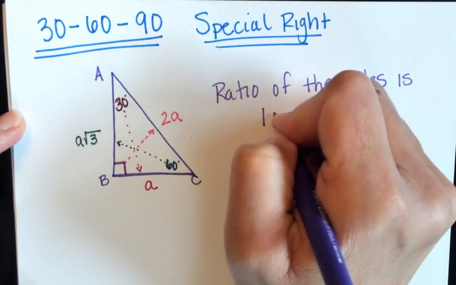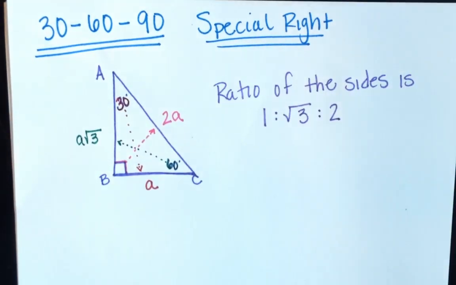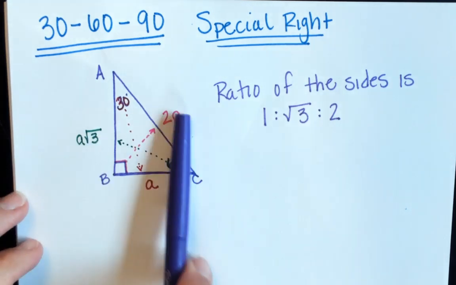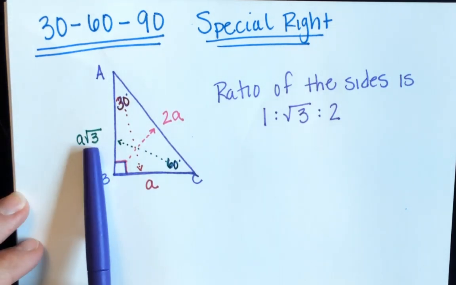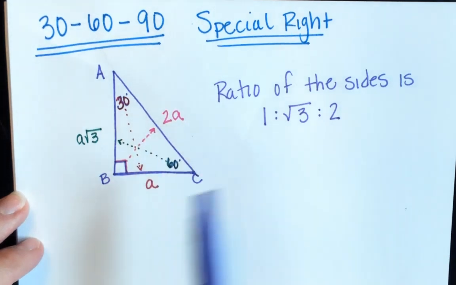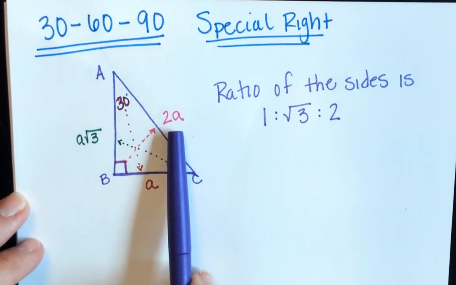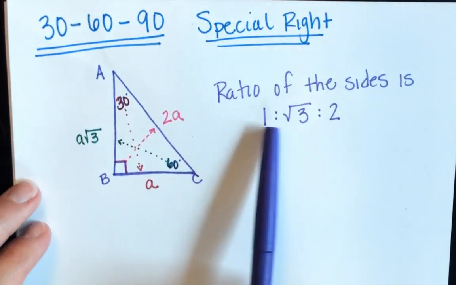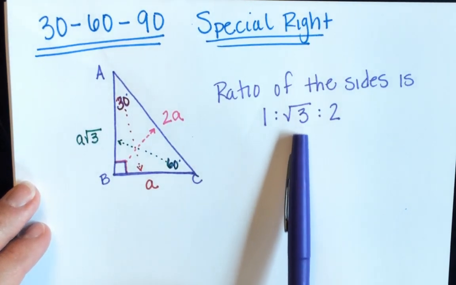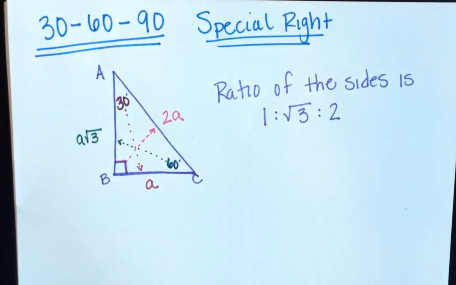It is in a 1 to radical 3 to 2 ratio. Again, the letter A for the variable means nothing. It could have been G radical 3, G, and 2G. Could have been M radical 3, 2M. It doesn't matter. What matters is the ratio of the sides: we have our shortest side, our middle length, and our longest side. That's what matters.